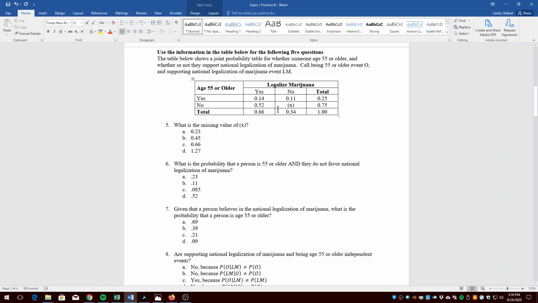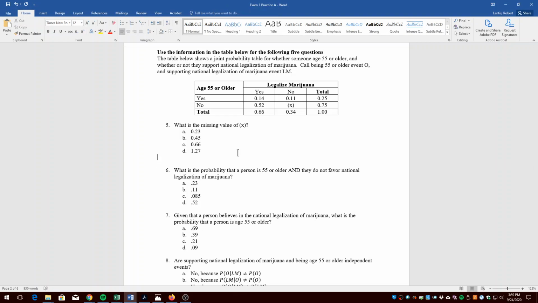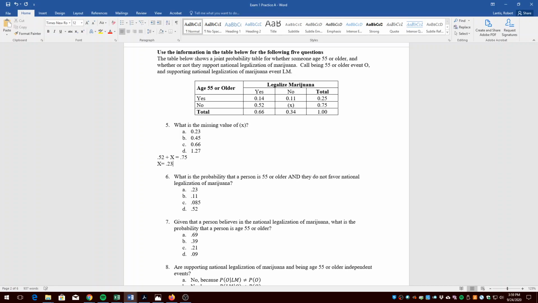So if I don't know what x is here, I could solve for it a couple different ways. I think adding across the rows is the easiest. So all I'm going to do is take 0.52 plus x is equal to 0.57. If I add these two together, 0.52 plus x, that should equal that total of 0.57. From here, it's really just a little bit of algebra. We subtract 0.52 from each side, and we end up getting that x is equal to 0.23. So that one should be pretty easy. Hopefully a lot of people get that one correct on the exam.